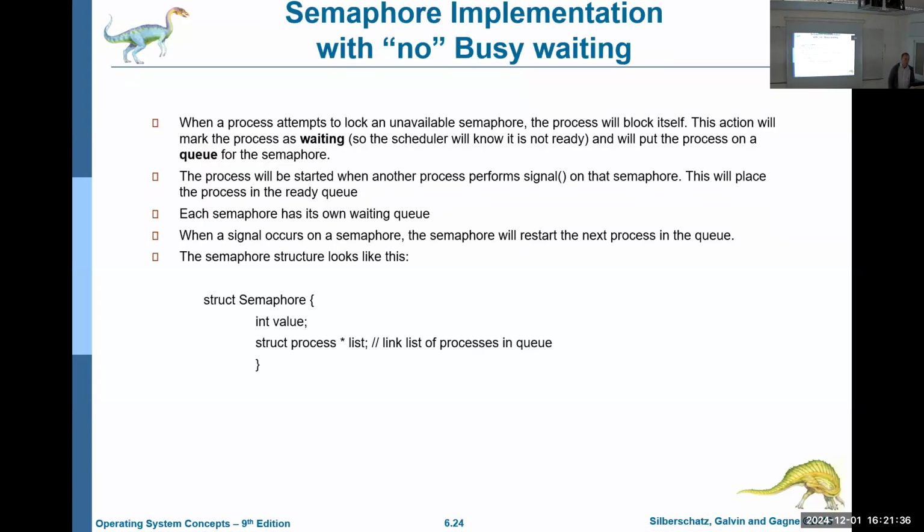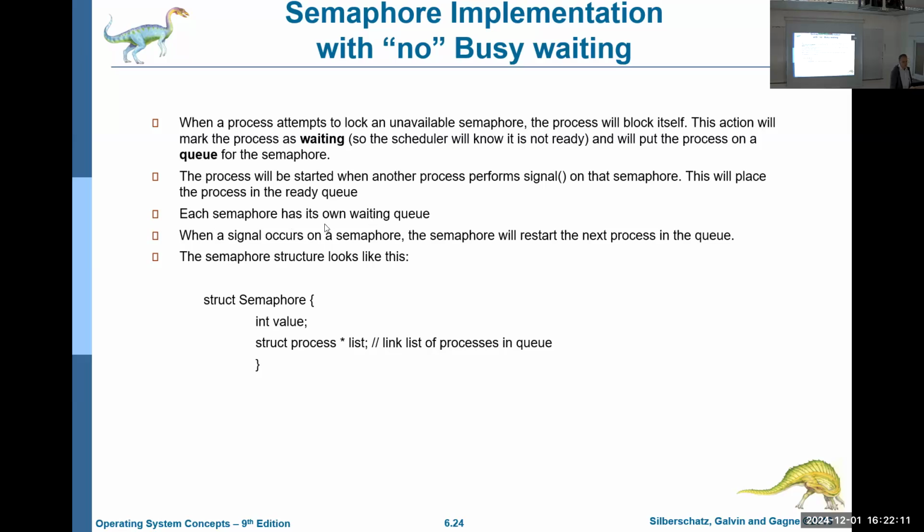So what about a semaphore implementation with no busy wait? When a process attempts to lock an unavailable semaphore, the process will block itself. It'll just go into the blocking state. This action will mark the process as waiting, so the scheduler will know that it's not ready and won't bother scheduling it. It'll put it in a queue for the semaphore. The process will be started when another process performs a signal. Then all the processes on the queue will get turned on, and they'll be in the ready queue. And the first one to grab the semaphore will go through.